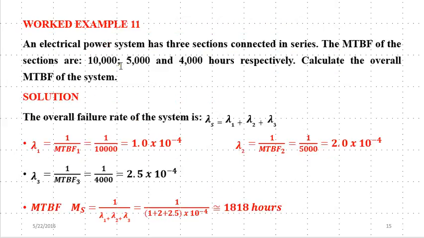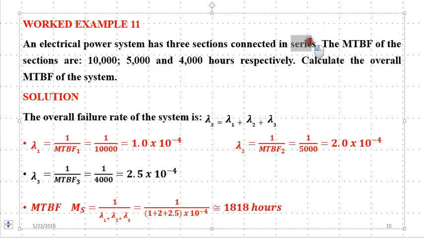Another example, worked example number 11, says an electrical power system has 3 sections which are connected in series. The mean time between failure of the sections, that's the 3 different sections, is 10,000, 5,000, and 4,000 hours respectively. We are asked to evaluate the overall mean time between failure. So what I will do is to say, okay, their overall failure rate should be a summation. Why? Because we are told that the systems are connected in series.